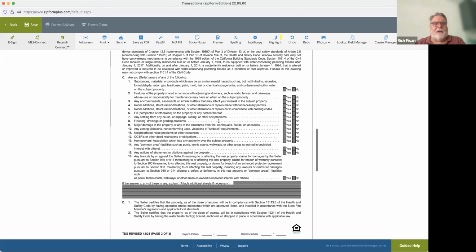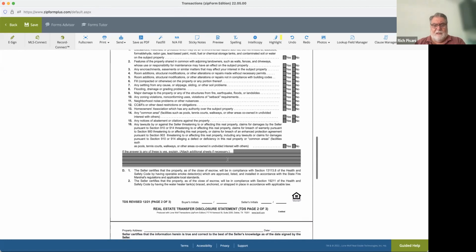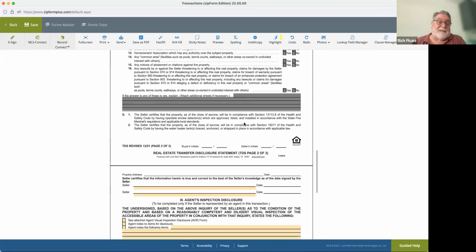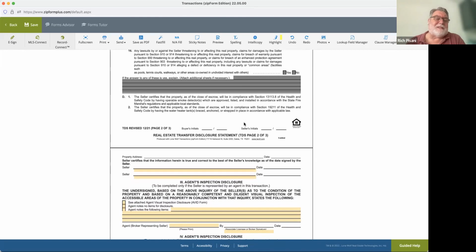Also on here is, has anybody died within the last 3 years? Also, we used to have the water heater and smoke detector disclosure. We no longer require that because it is handled right here in section D. Now, there are still some brokerages that still require that form. If they insist, then just have your client sign it and do it.